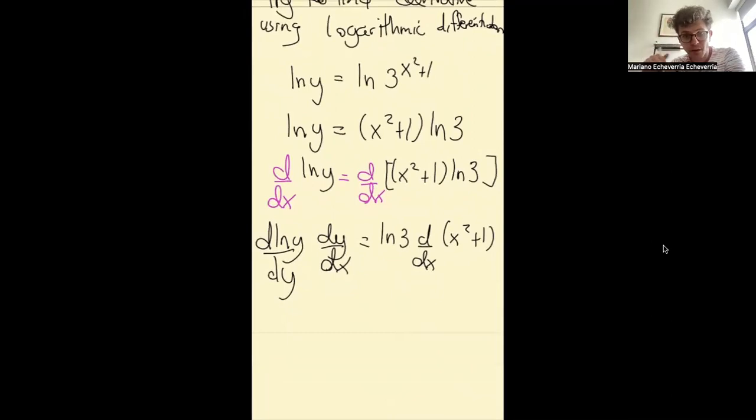And what is this thing? That's 1 over y times dy dx. And the derivative of x squared plus 1 is just 2x, so you get ln of 3 times 2x. Here you just have to be careful to make it clear that the 2x is not inside the natural log. So you can write it in that way if you want.